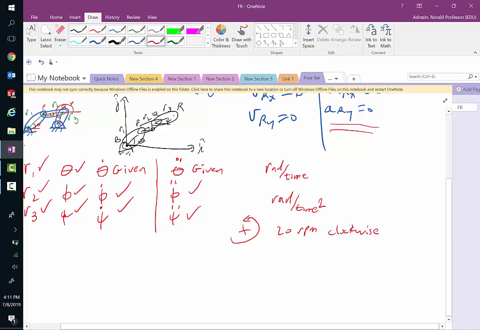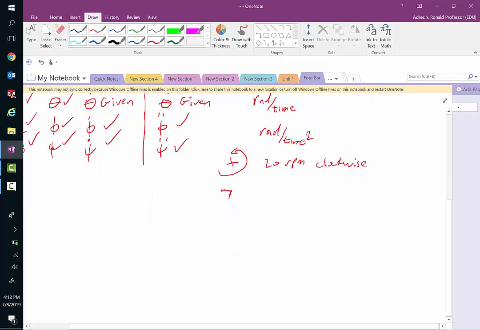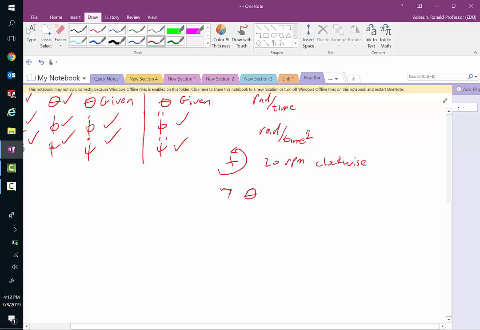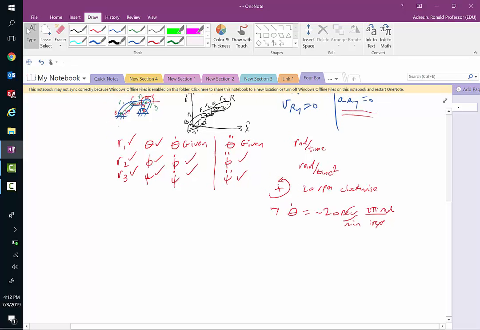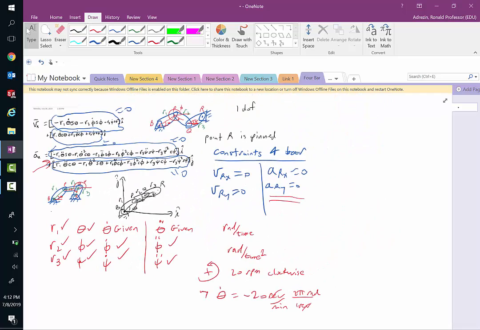So 20 RPM clockwise, if that happens to be our theta dot, let's say, right over here, theta dot would equal minus 20 revolutions per minute, and then one revolution is 2 pi radians. And we'll get radians per minute. Maybe I need to convert to seconds. It doesn't really matter. But this is it.